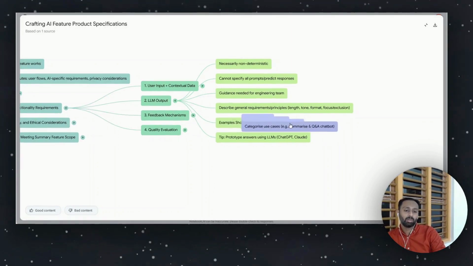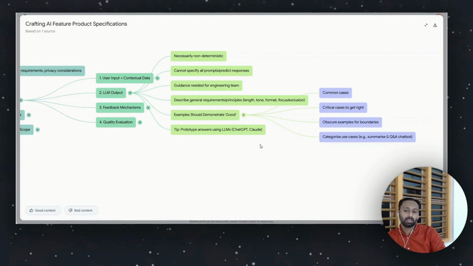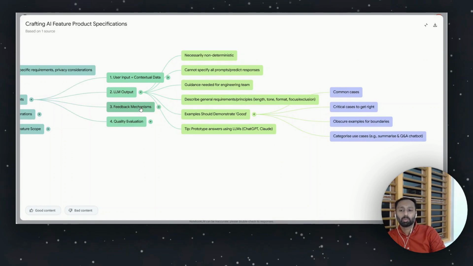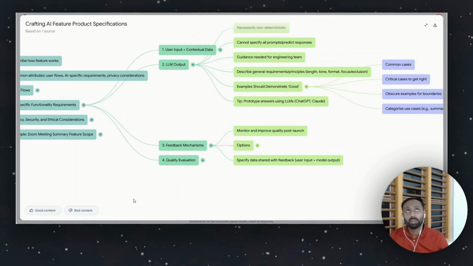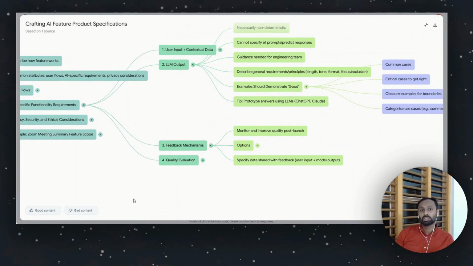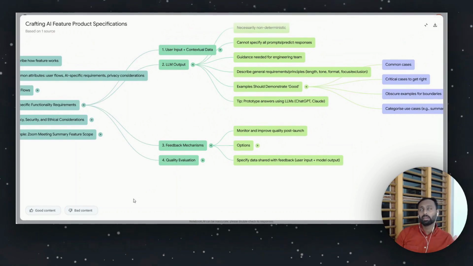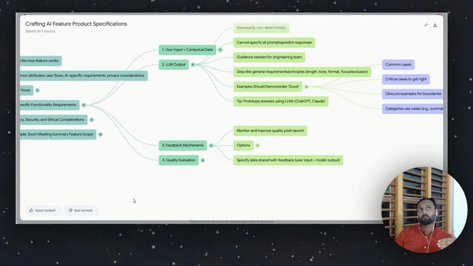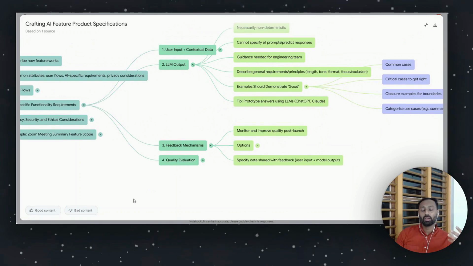Example should demonstrate good. Yeah, so these LLM outputs should be very clearly written. And another very important thing when it comes to these AI PRDs is that we should be able to really set the evaluations clearly. How do you get the feedback? How do you evaluate quality?